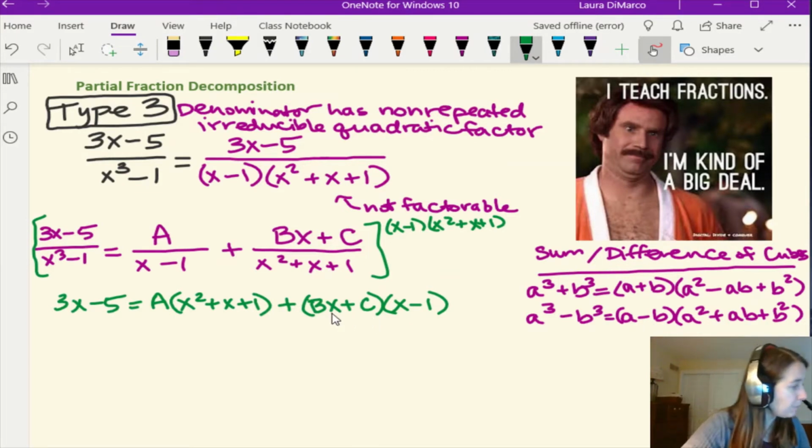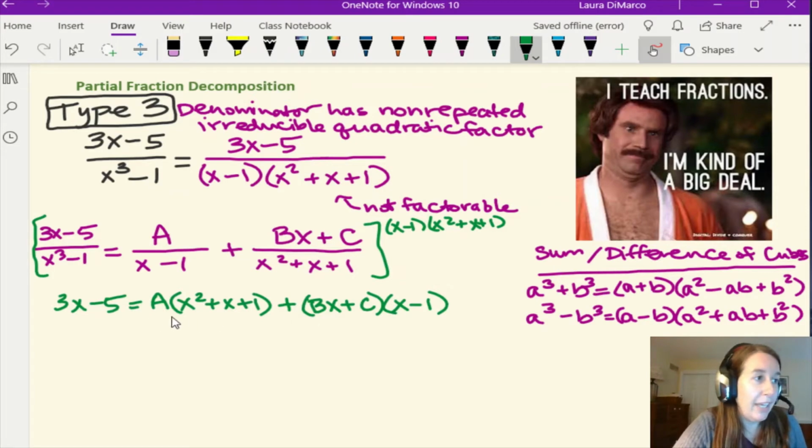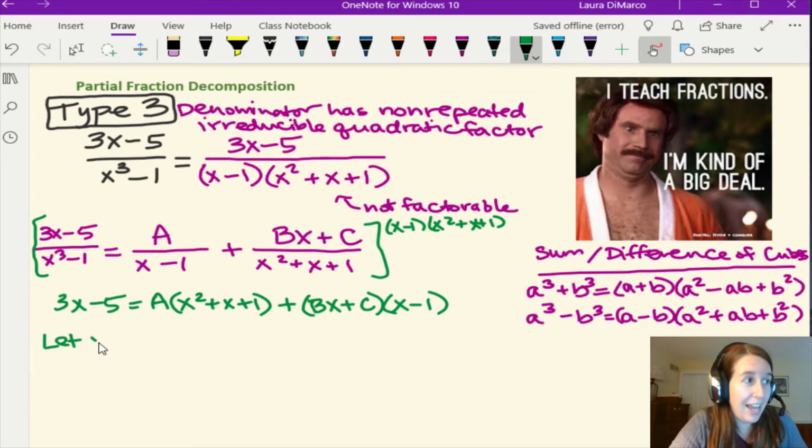Okay, so what I like to do, if I possibly can, is use a smart number and see if I can't find A, B, or C, right? So in other words, the technique is let x equal some number so that I can solve for one of the variables.